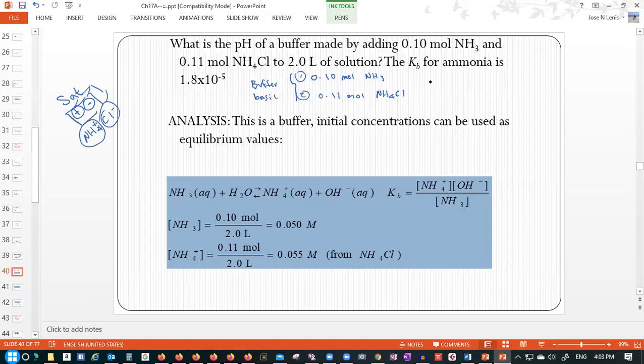Working with buffers is actually a lot simpler. It's going to simplify a lot of things, and you will see. It's easy and nice to work with buffers.